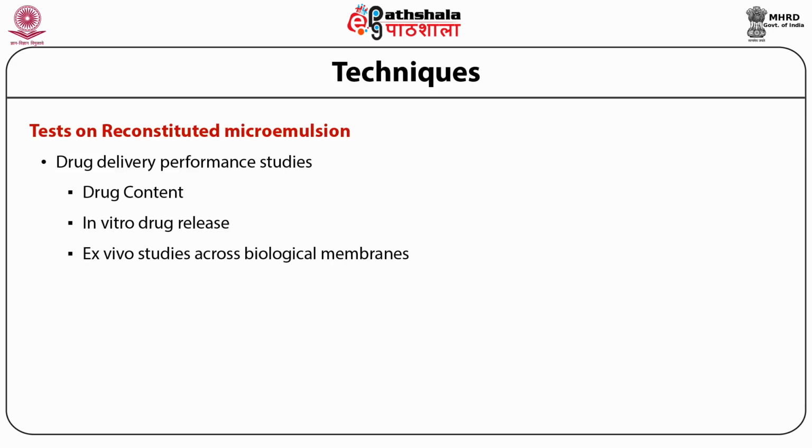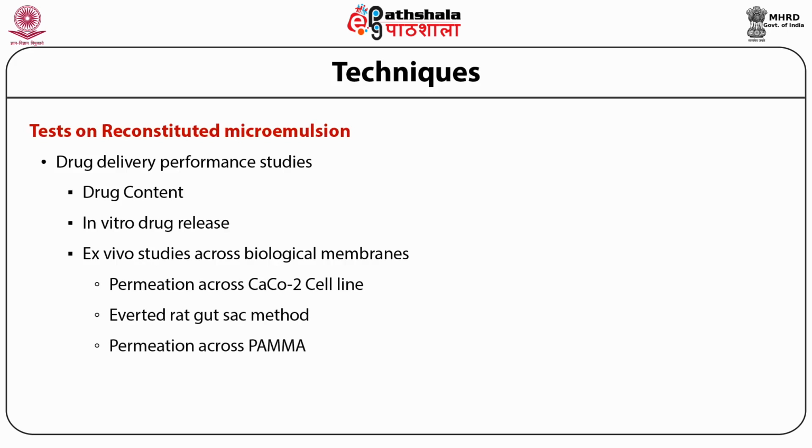These biological membranes may be permeation across Caco-2 cell lines, the everted rat gut sac method, or permeation across PAMPA membranes. In vivo pharmacokinetic studies are conducted on animal models to identify how much drug reaches the plasma drug levels. And lastly, toxicity studies are recommended for microemulsion based drug delivery systems.